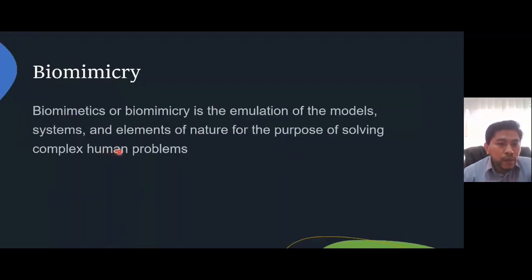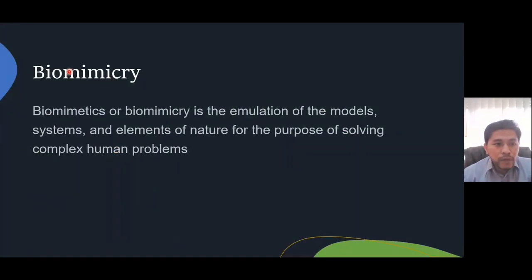So today we continue what we have learned yesterday. Today we talk about the concept of biomimicry. We can say that one of the most promising approaches is biomimicry, which brings the ideas and the concepts of nature and implements them in the field of technology. So what is the definition of biomimicry? We can define biomimicry as the emulation of the models, systems, and elements of nature for the purpose of solving complex human problems.